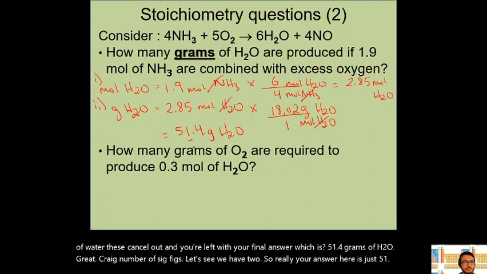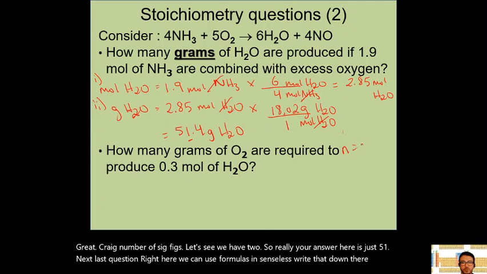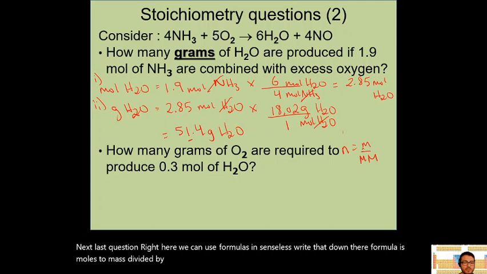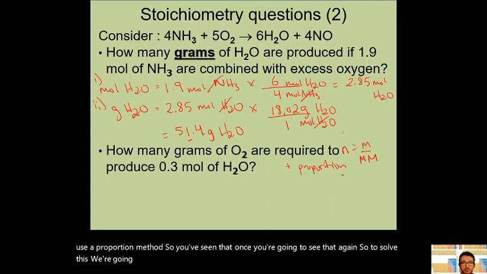Okay, next. Last question. All right, here we're going to use formulas instead. So let's just write that down. Our formula is moles equal to mass divided by molar mass. And we can rearrange this as we need to. We're also going to use a proportion method. So you've seen that once, we're going to see that again. So to solve this, we're going to use the proportion method.